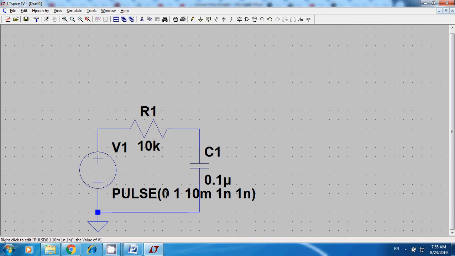Now you have the information about the input voltage to be a pulse. 0 means start from 0, and then you have the amplitude to be 1, and the switch on is 10 milliseconds. And the rise time and the fall time are both 1 nanosecond. Okay.